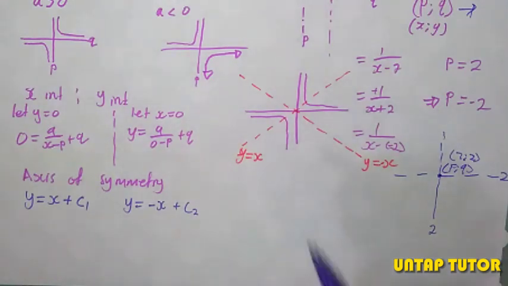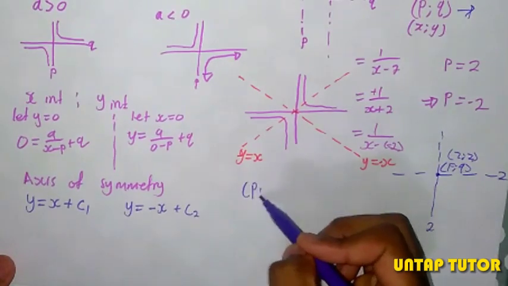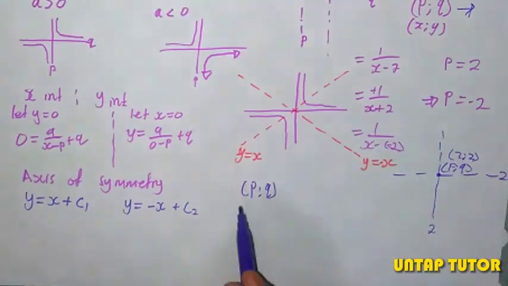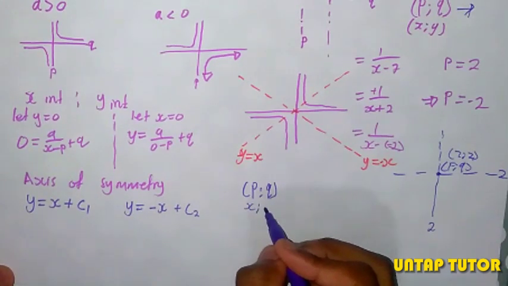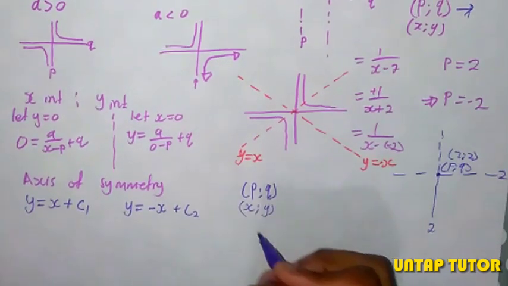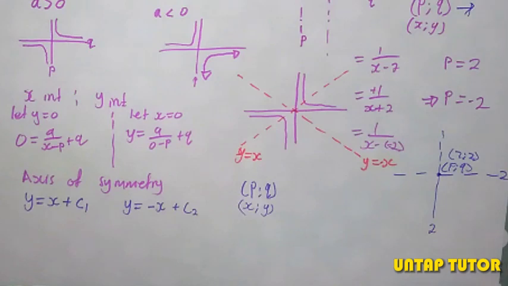So you just need to write your point like this: P is to Q, and then you substitute that point in terms of x and y. So obviously P is x and then Q is y. Every time they ask you something that has to do with the axis of symmetry, you first write down these two formulas for a hyperbola.